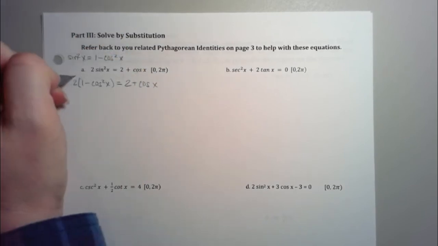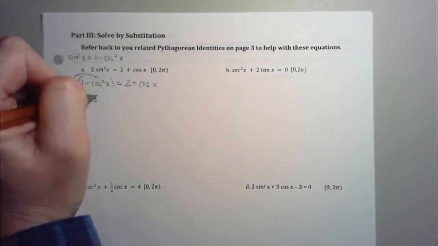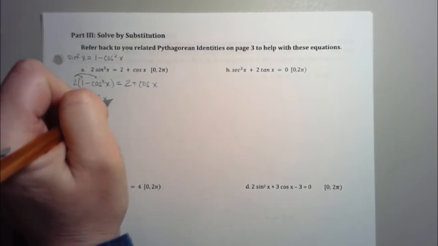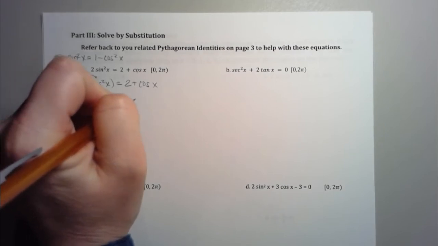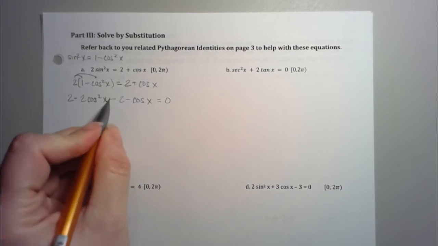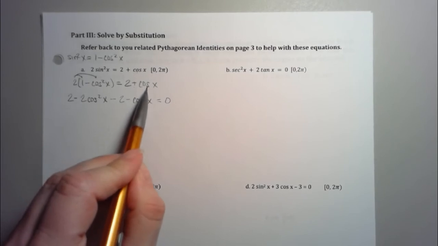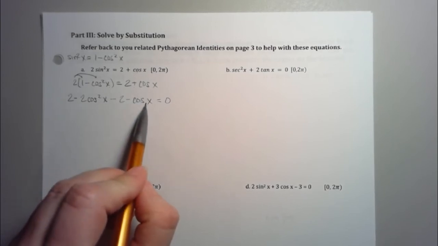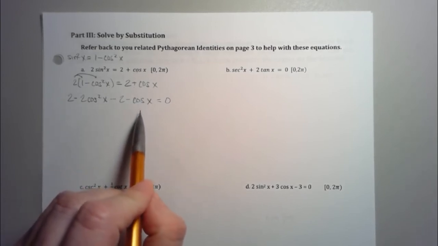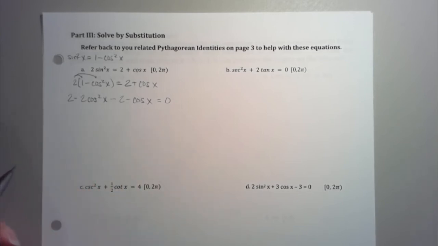And we would distribute this 2. So 2 minus 2 cosine squared minus 2 minus cosine x equals 0. So I did move this 2 over to this side and it became a minus 2. I moved this plus cosine to this side. It became negative cosine. So now I have this not very well simplified but quadratic equation. So once I simplify it, I will be able to factor it like we did yesterday and move forward.